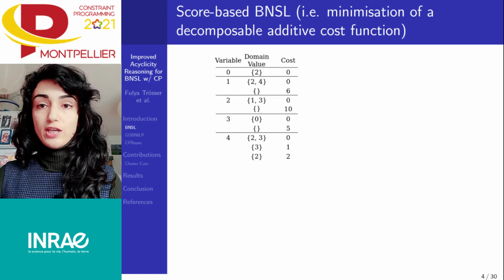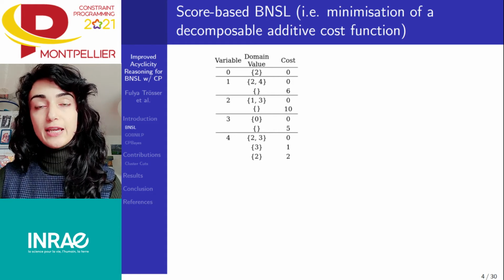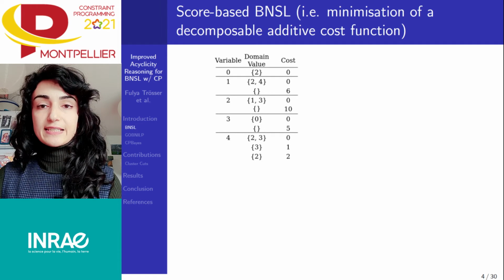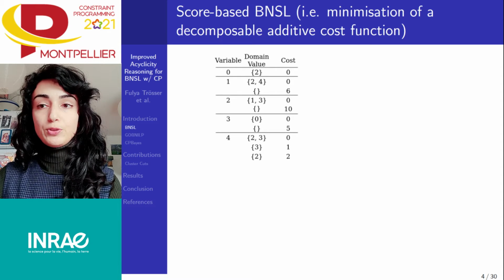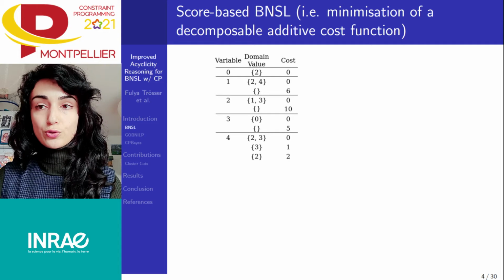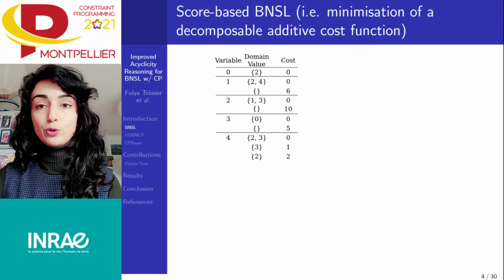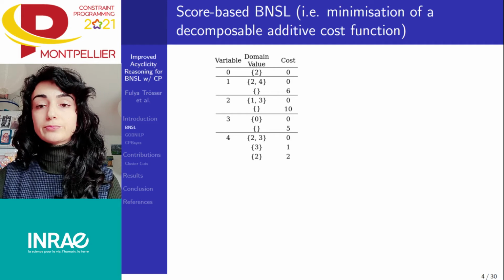One of the methods widely used for BNSL is called score and search. This method uses a pre-calculated set of scores to formulate the BNSL as an optimization problem. For each variable, there is a predefined set of candidate parent sets with their associated scores. With this information, it is possible to define a decomposable cost function. We then try to find a solution that minimizes this cost function and that returns a network that is acyclic.